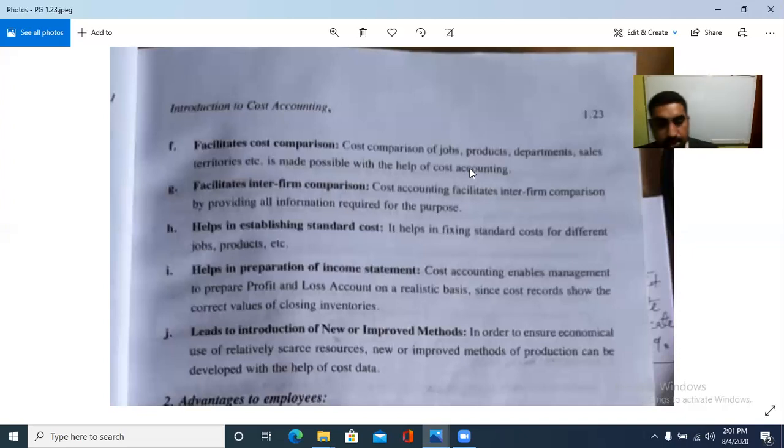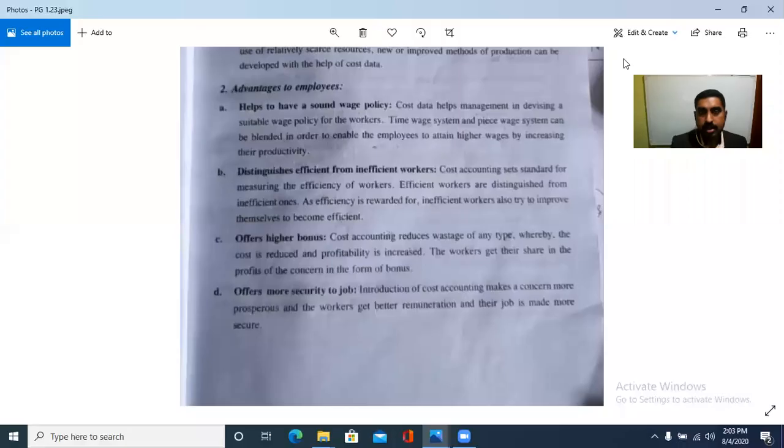What are the advantages? That is towards the employees. Next, we are going to see advantages to the employees. Based on the advantages to the management, employees also will have some advantages with the new costing methods adopted or the techniques adopted. So, advantages to which one? Employee, workers. One is sound wage policy.